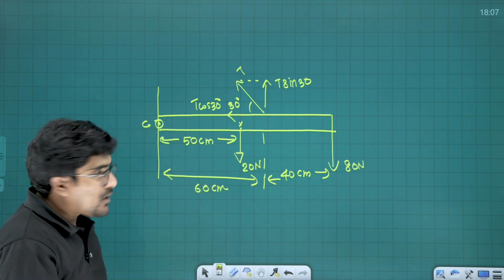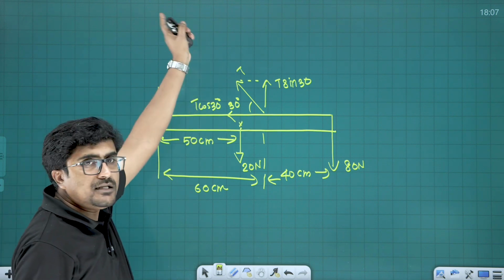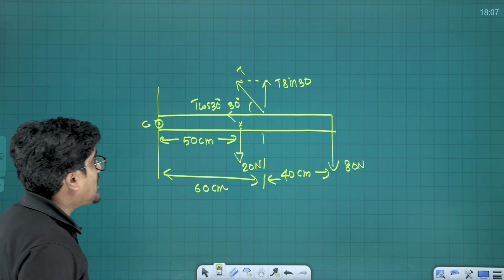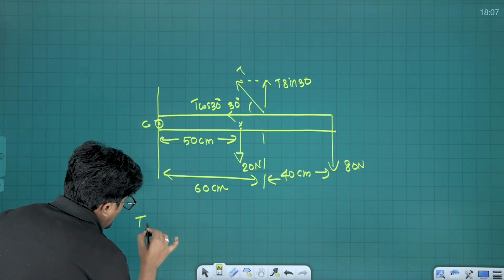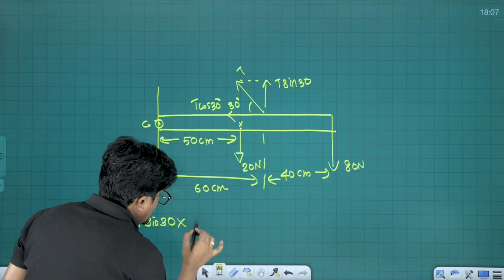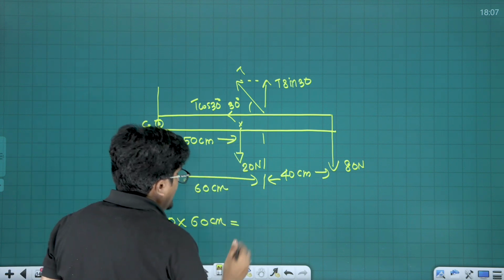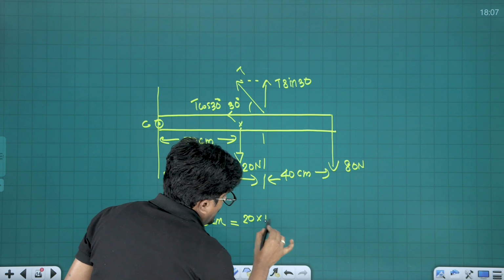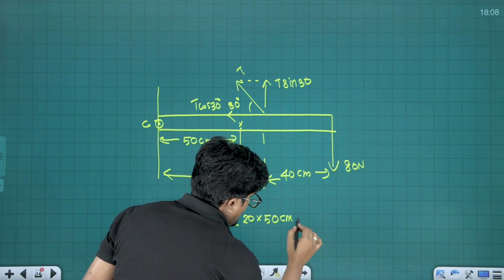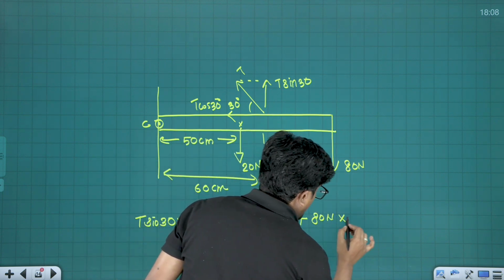So the clockwise torque acting here is due to 80 Newton and 20 Newton, and the anti-clockwise torque with respect to C is due only to T sine of 30. So if I consider the rotational equilibrium, T sine of 30 into the perpendicular distance, which is 60 centimeter, is equal to 20 Newton into 50 centimeter plus 80 Newton into 100 centimeter.